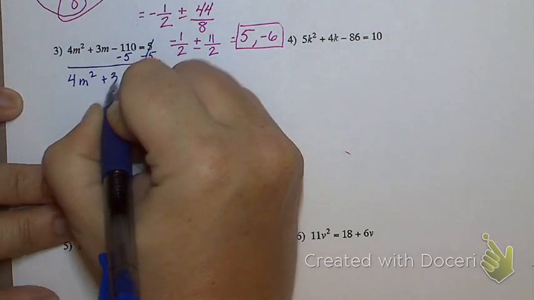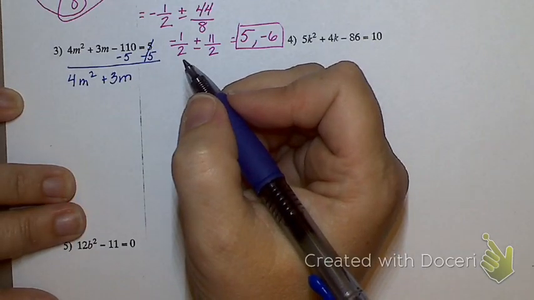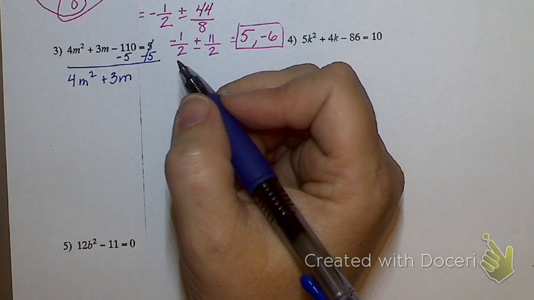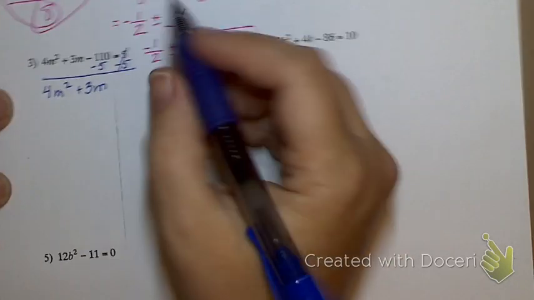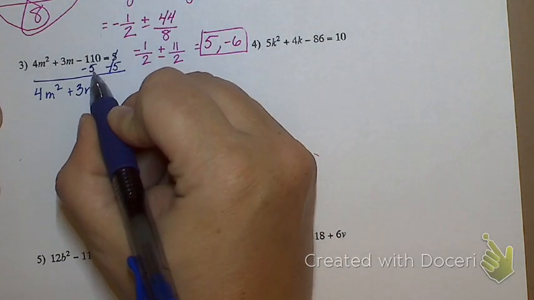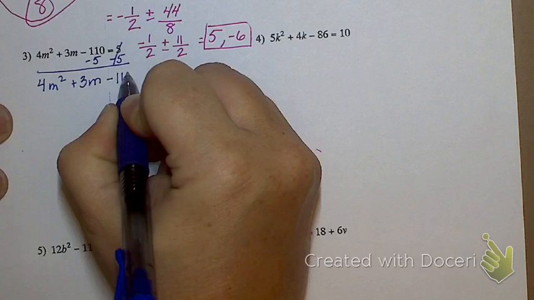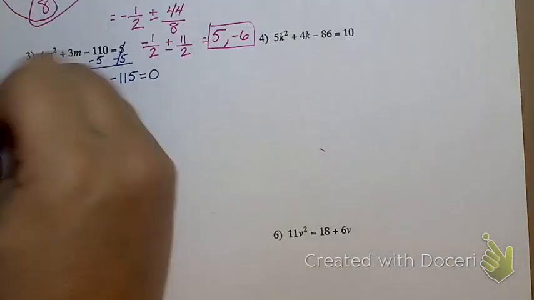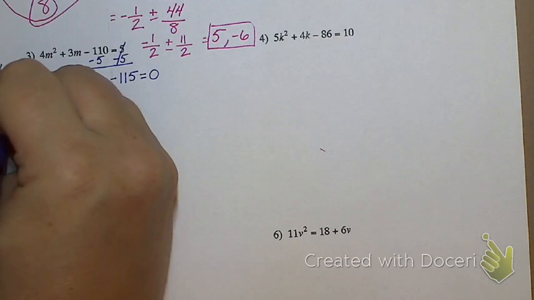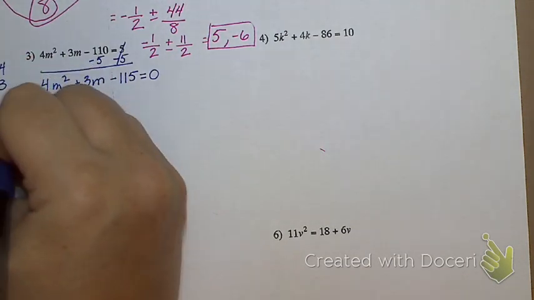Guys, if you try and identify A, B, and C before you get it into standard form, your A, B, and C are wrong, and if your A, B, and C are wrong, your whole problem is wrong. Right? So do that first. What's negative 110 minus 5? Negative 115? All right. What is A? 4. What is B? 3. What is C? Negative 115.